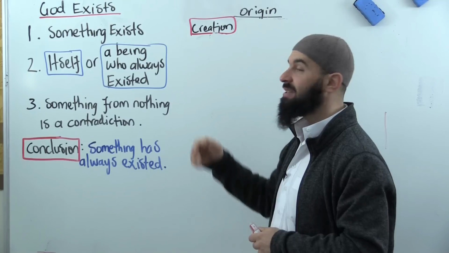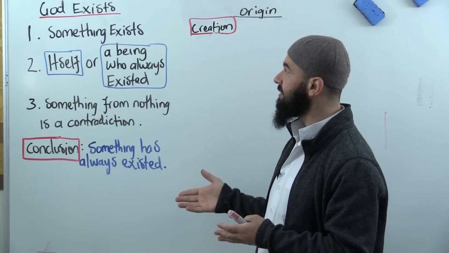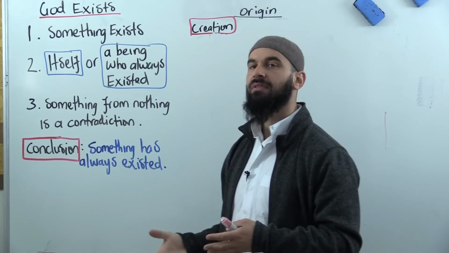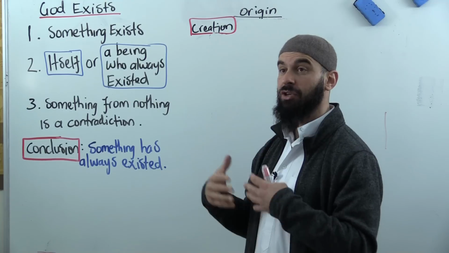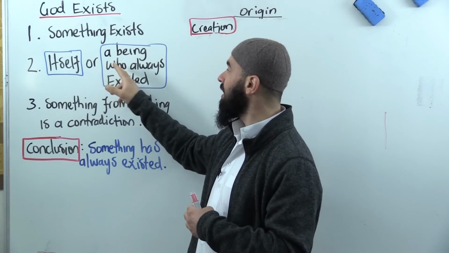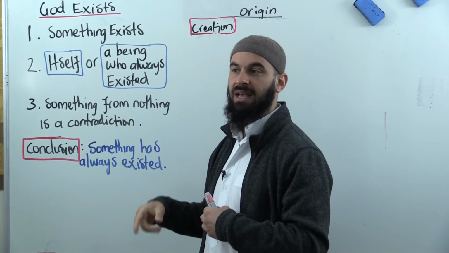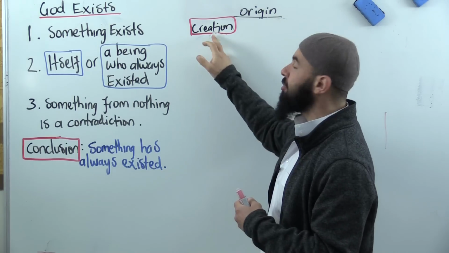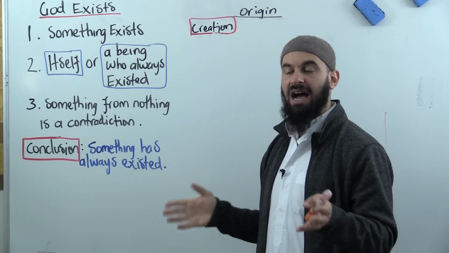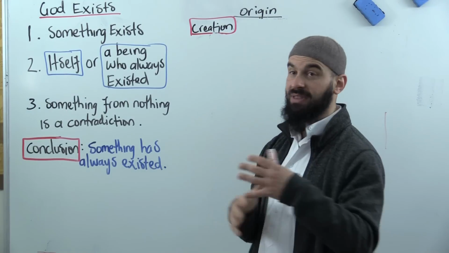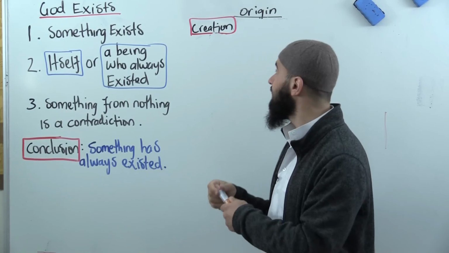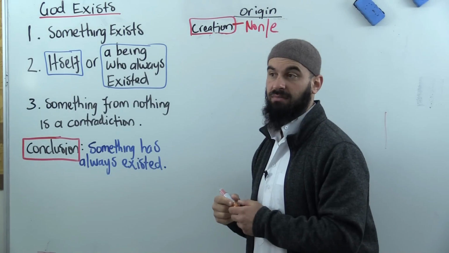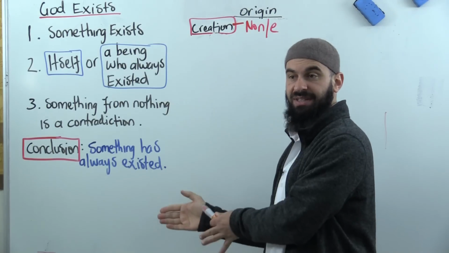The second premise is, well, that thing that exists, and it now exists, it either exists as a result of itself, it created itself, you had creation create itself, or it was created by a being who always existed. Now let's look at that. The creation at one point did not exist, after which they came into existence. So at one point they didn't exist, then they came to exist. So the origin of creation is in fact non-existence. They didn't exist, then they came to exist.